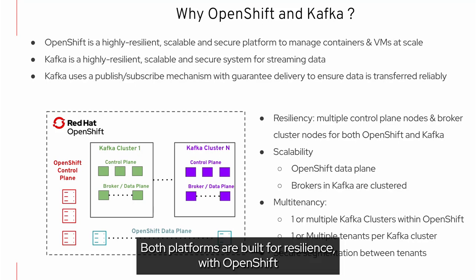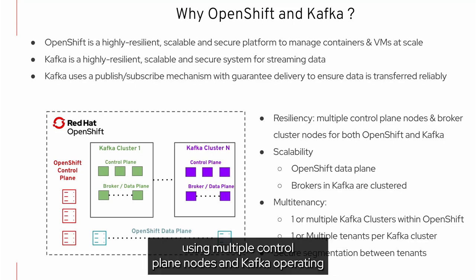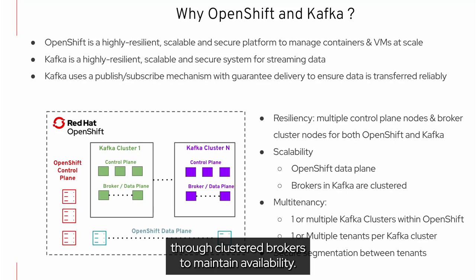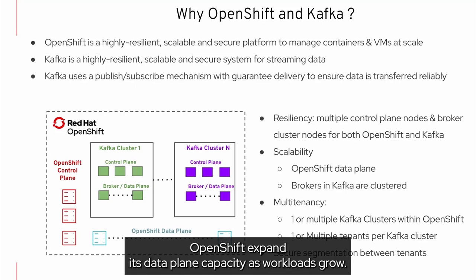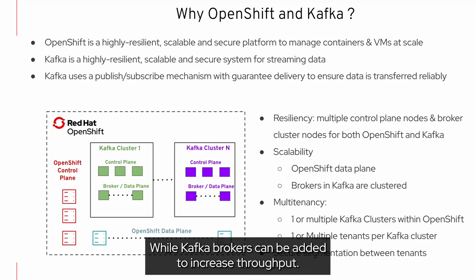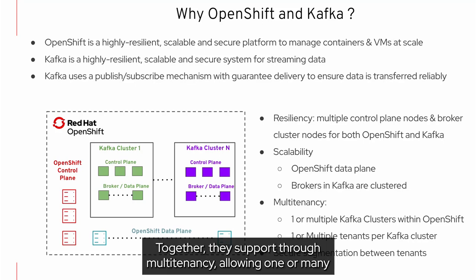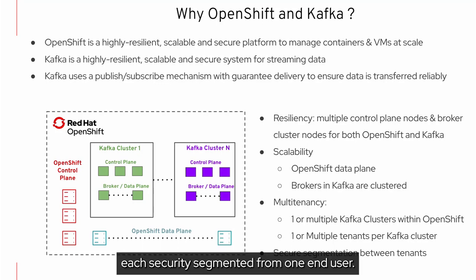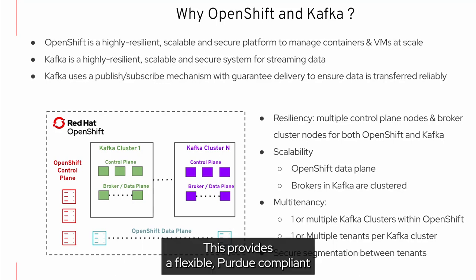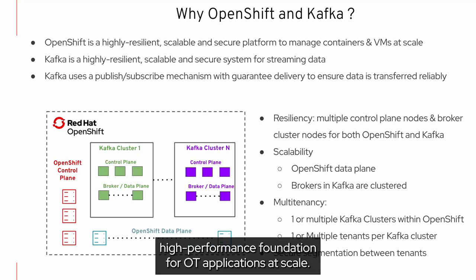Both platforms are built for resilience, with OpenShift using multiple control plane nodes and Kafka operating through clustered brokers to maintain availability. They also scale independently. OpenShift expands its data plane capacity as workloads grow, while Kafka brokers can be added to increase throughput. Together, they support true multi-tenancy, allowing one or many Kafka clusters to run on OpenShift with multiple tenants per cluster, each securely segmented from one another. This provides a flexible, Purdue-compliant, high-performance foundation for OT applications at scale.